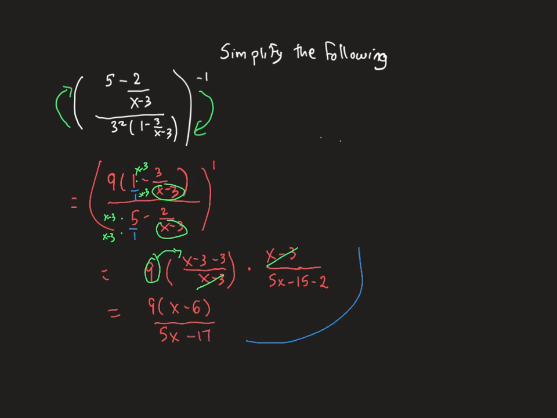Now let's finish it off. You're going to have 9x minus 54, because that 9 is going to go to both these terms, divided by 5x minus 17. And that's it. All finished.